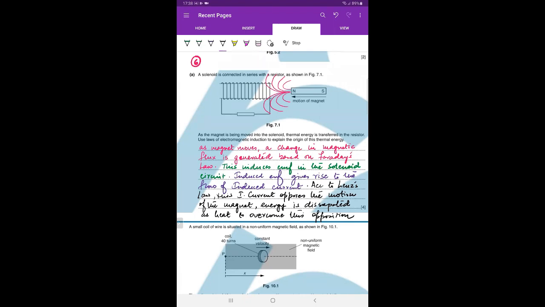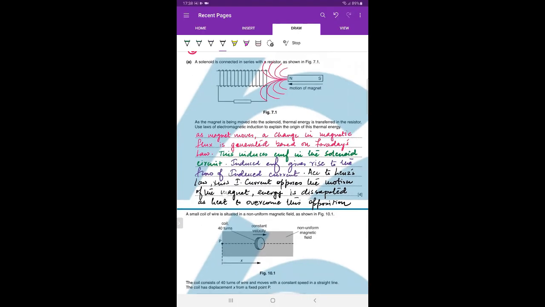ठीक है, मैंने eddy currents का term use इस वक्त नहीं किया because मेरे लिए जरूरी नहीं था. Why? Because the structure showed a solenoid. However, solenoid के बजाय if it was a conductor, if it was a metal plate and so on and so forth, तो फिर I would have replaced my term induced current with the term eddy currents or eddies. See?